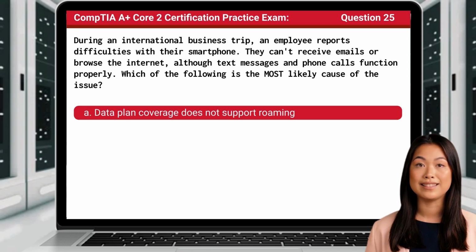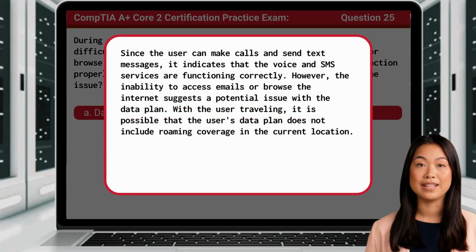The answer is A. Data plan coverage does not support roaming. Since the user can make calls and send text messages, it indicates that the voice and SMS services are functioning correctly. However, the inability to access emails or browse the internet suggests a potential issue with the data plan. With the user traveling, it is possible that the user's data plan does not include roaming coverage in the current location.